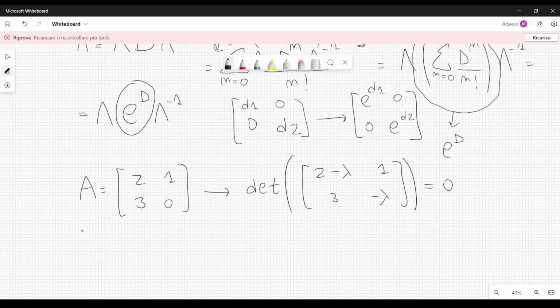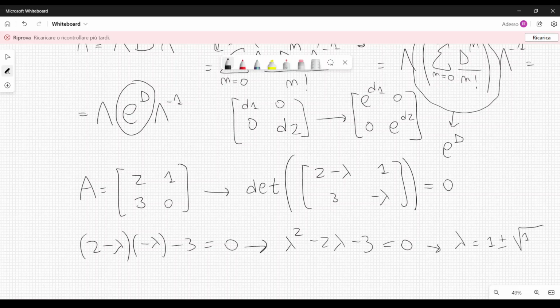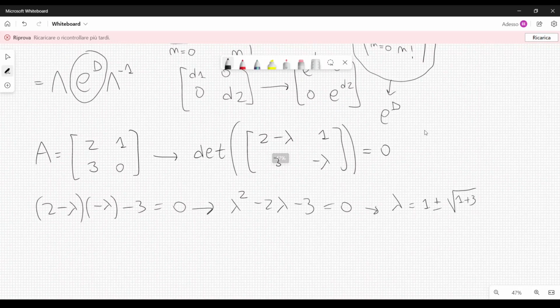And now we calculate the determinant. We have 2 minus lambda times minus lambda, and then I have minus 3 equal to 0. From here you get lambda squared minus 2 lambda minus 3 equal to 0, and this will give us lambda equal to 1 plus or minus square root of 1 plus 3, and therefore we have two possible eigenvalues. One is equal to 3 and the other one is equal to minus 1.